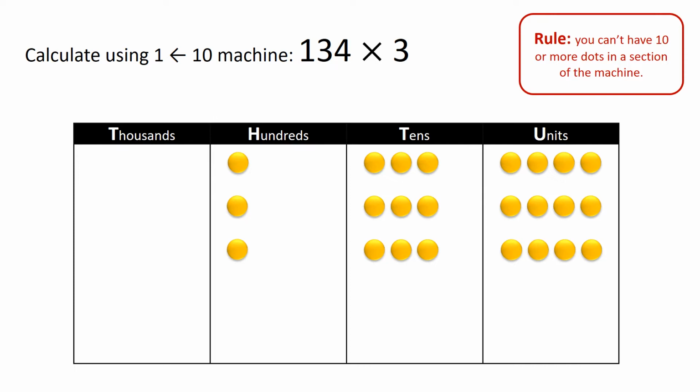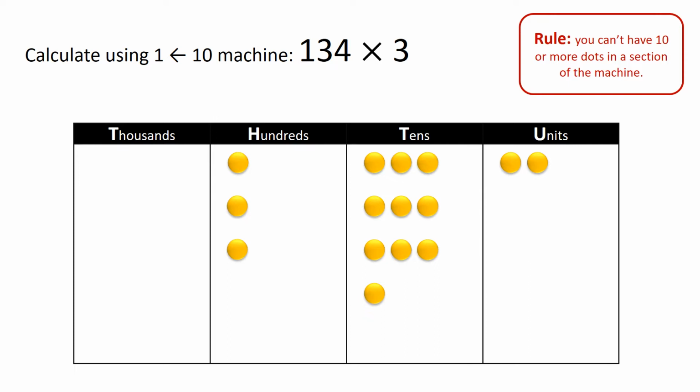So what we can start to see in the units column is that we've got more than 10 dots. We've got 12 dots in the units column. So essentially what happens, because the rule is that we can't have 10 or more dots in a section, is that 10 dots explode, and their equivalent is 1 dot in the column to the left. So those 10 units become 1 ten.